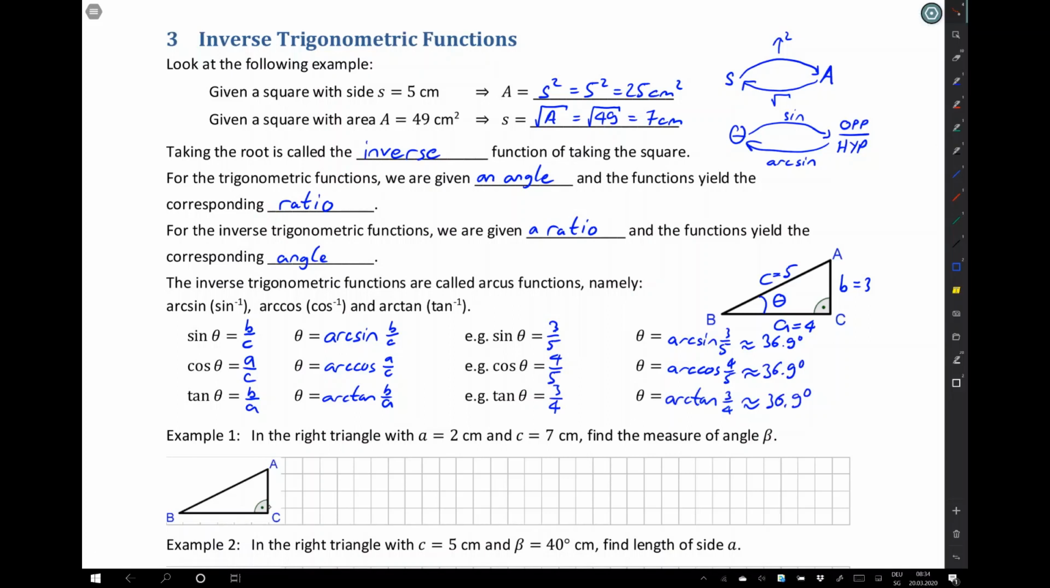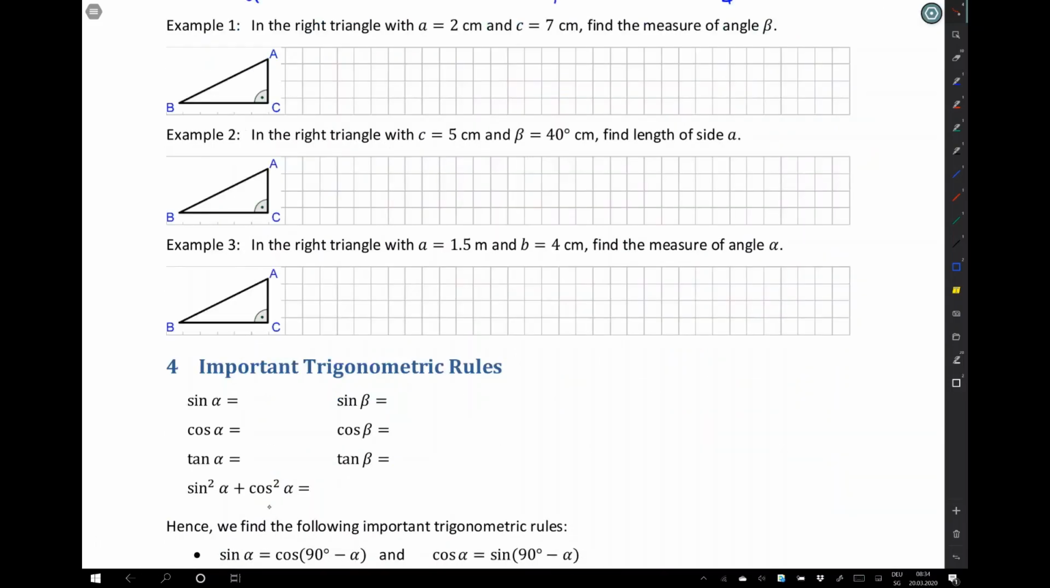Now solve these two lines on your own, stop the film, and here come the results. And obviously if you've done it correctly, you'll get every time 36.9 degrees, since it's always the same angle theta here. Let us now apply this in a few examples.